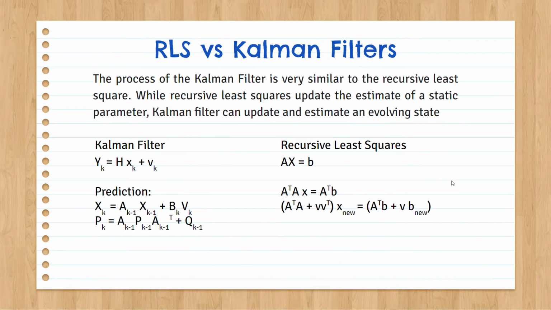Moving on, let's have a look at recursive least squares versus Kalman filters. The process of Kalman filter is very similar to recursive least squares. While recursive least squares update estimate of a static parameter, Kalman filter can update and estimate an evolving state. These are the equations used in Kalman filter and recursive least squares algorithm respectively.